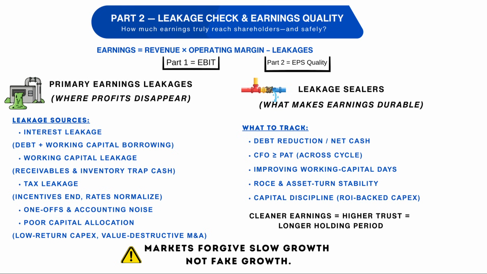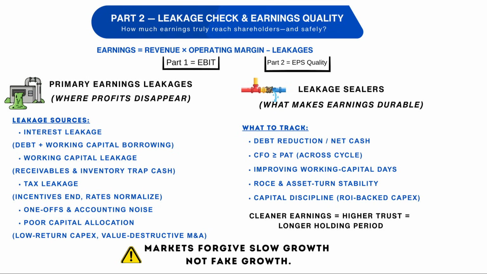The third is tax leakage. Sometimes profit looks quite good because of tax incentives, but the moment those incentives end, the tax rate normalizes and EPS growth suddenly slows down. So these are not very structural catalysts, although they could act as a catalyst for a short period of time at the moment the incentive is announced, but then these are not structural catalysts. So that is very important for us to understand.